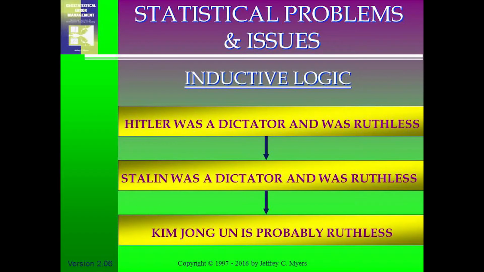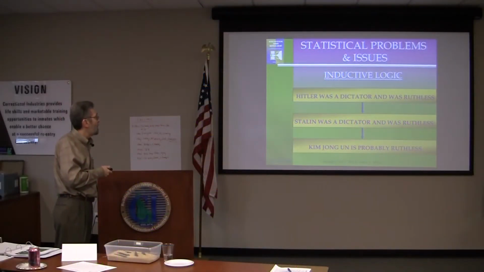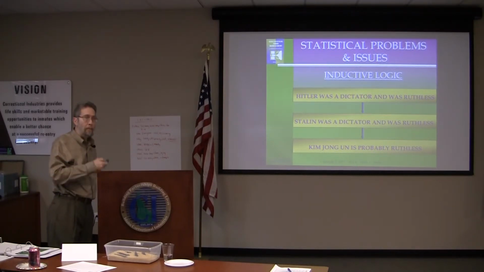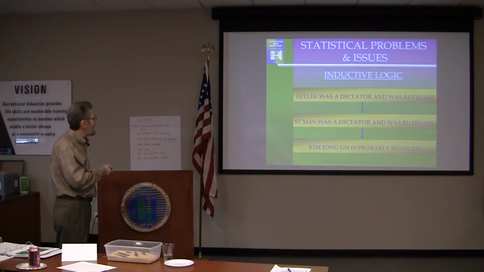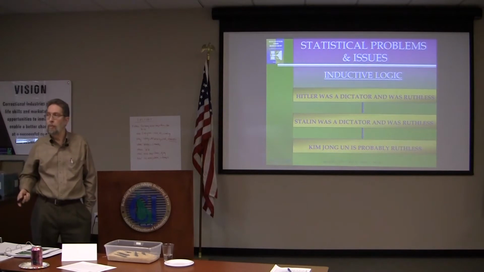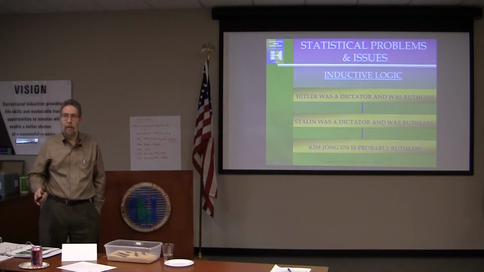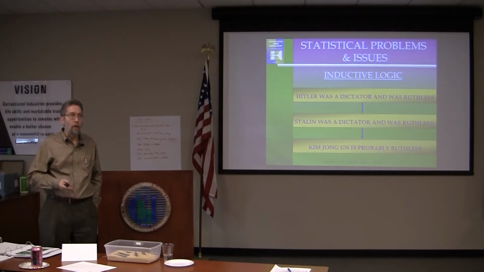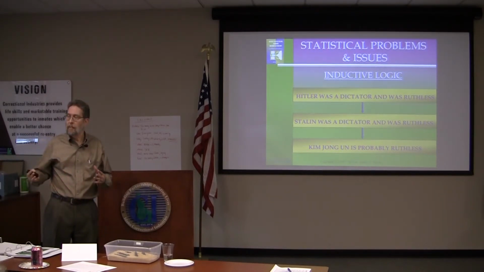Before, we were looking at hard truths. Now we can say Hitler was a dictator and was ruthless. You could even debate whether either of these statements is correct. But assuming they're correct, we can then say Stalin was the same thing, and then we have this new guy, Kim Jong-un, and because he's a dictator, he's probably ruthless. Does that hold together? Might. It might not.